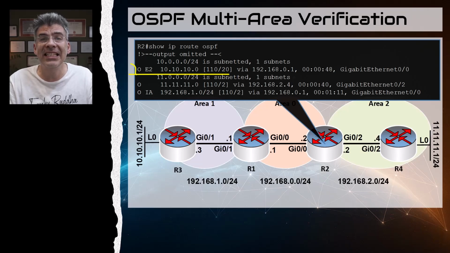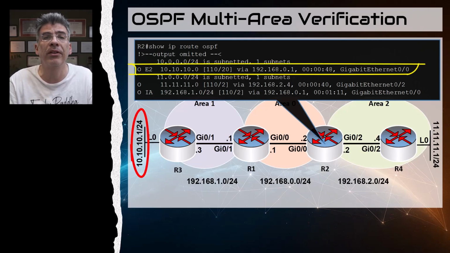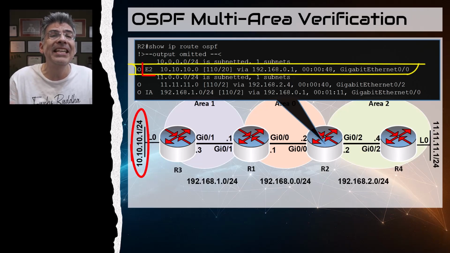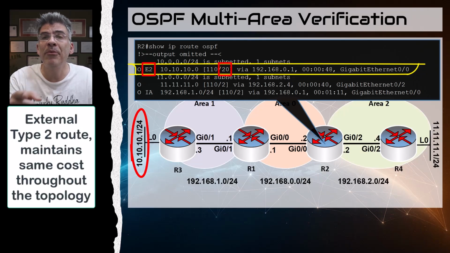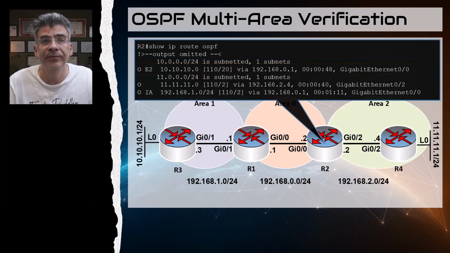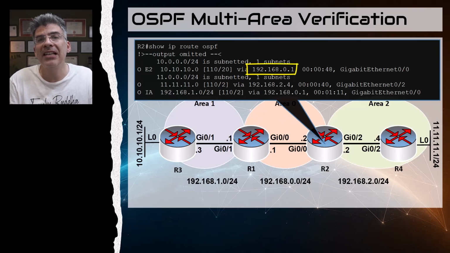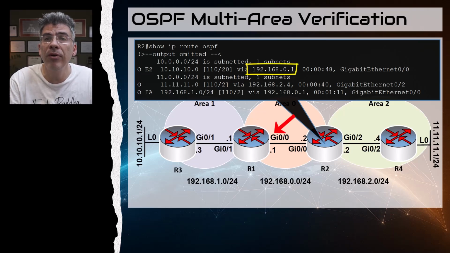Here we see that the 10.10.10.0/24 route is learned as an E2 route, as expected, with a cost of 20. Remember, that 20 remains the same as it is being advertised throughout the whole topology. And R1 is advertised as the next hop IP for that route.